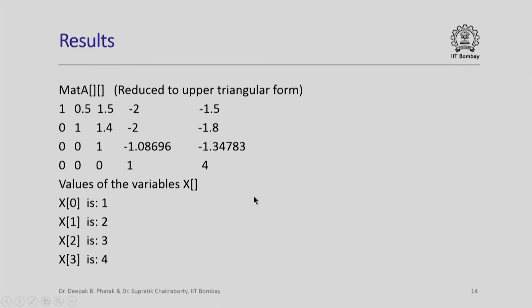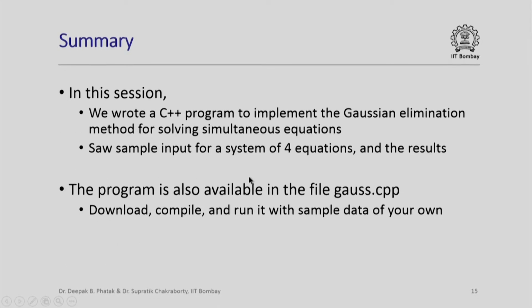In summary then, in this session we wrote a C++ program to implement the Gaussian elimination method for solving simultaneous equations. We saw sample input for a system of 4 equations and the results. Please note that this program is also available on the site as gauss.cpp. Feel free to download it, load it into your Code::Blocks or any other environment in which you are executing these programs, and try it out for these input as well as other input values.